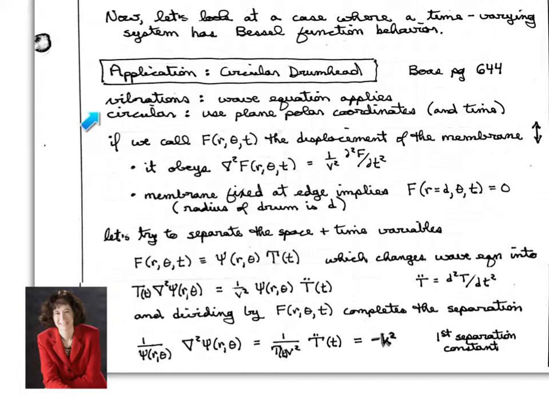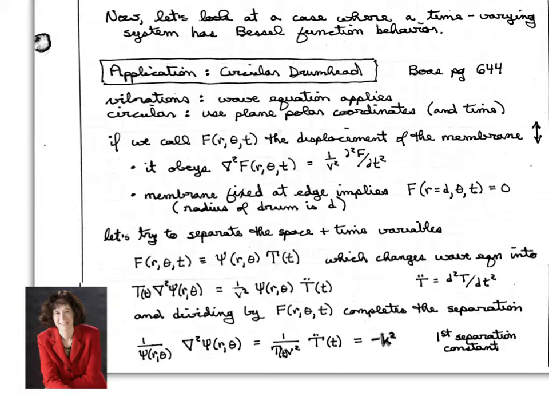Because the drumhead is circular, the spatial variables it makes most sense to use are those of plane polar coordinates. Let's call the displacement of the drum membrane vertically up or down from its rest position by the name f. So f is a function of radius, angle, and time. And because the drumhead is vibrating, the displacement obeys the wave equation: the spatial derivatives on one side of the equation, the time derivatives on the other, and a factor of 1 over velocity squared relating them, and that's the velocity associated with the vibrations.